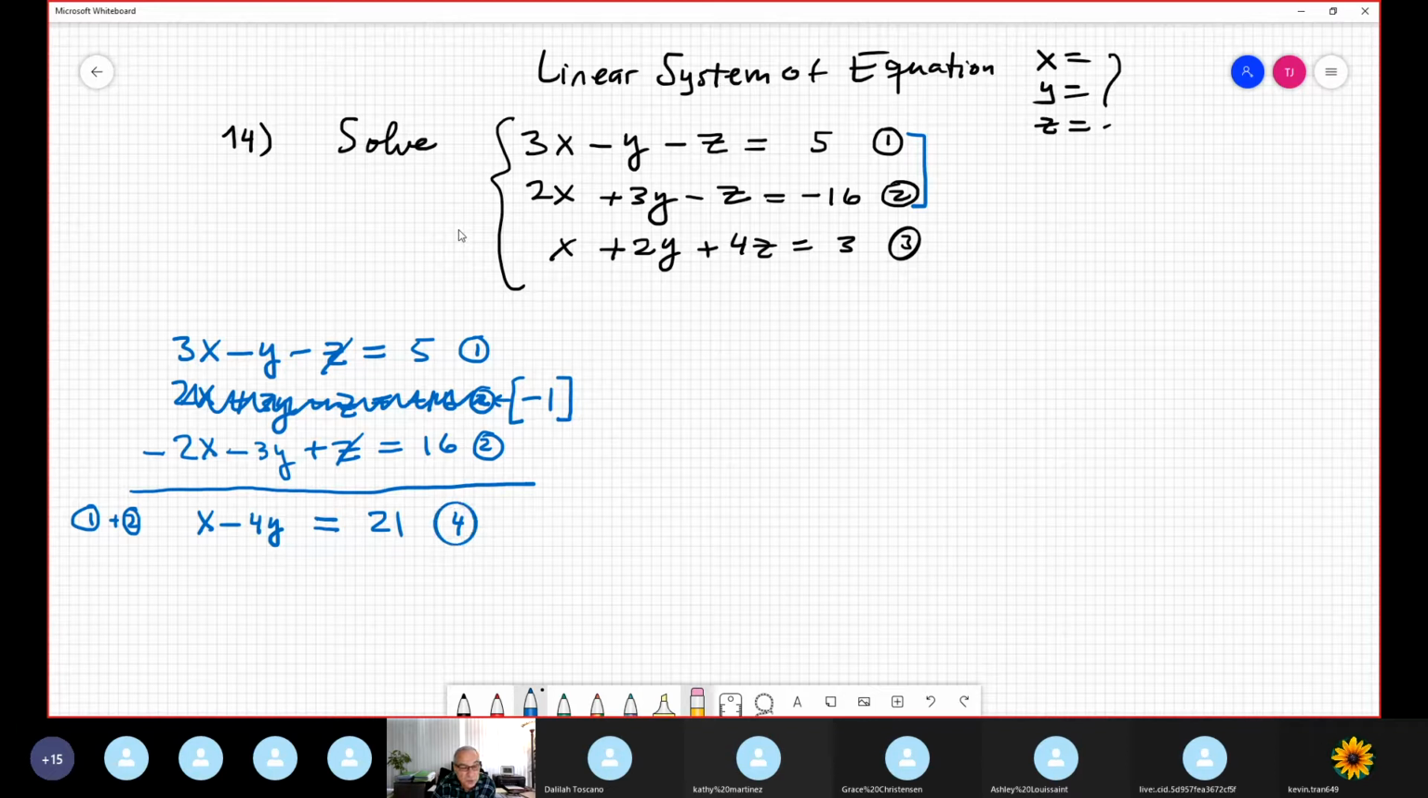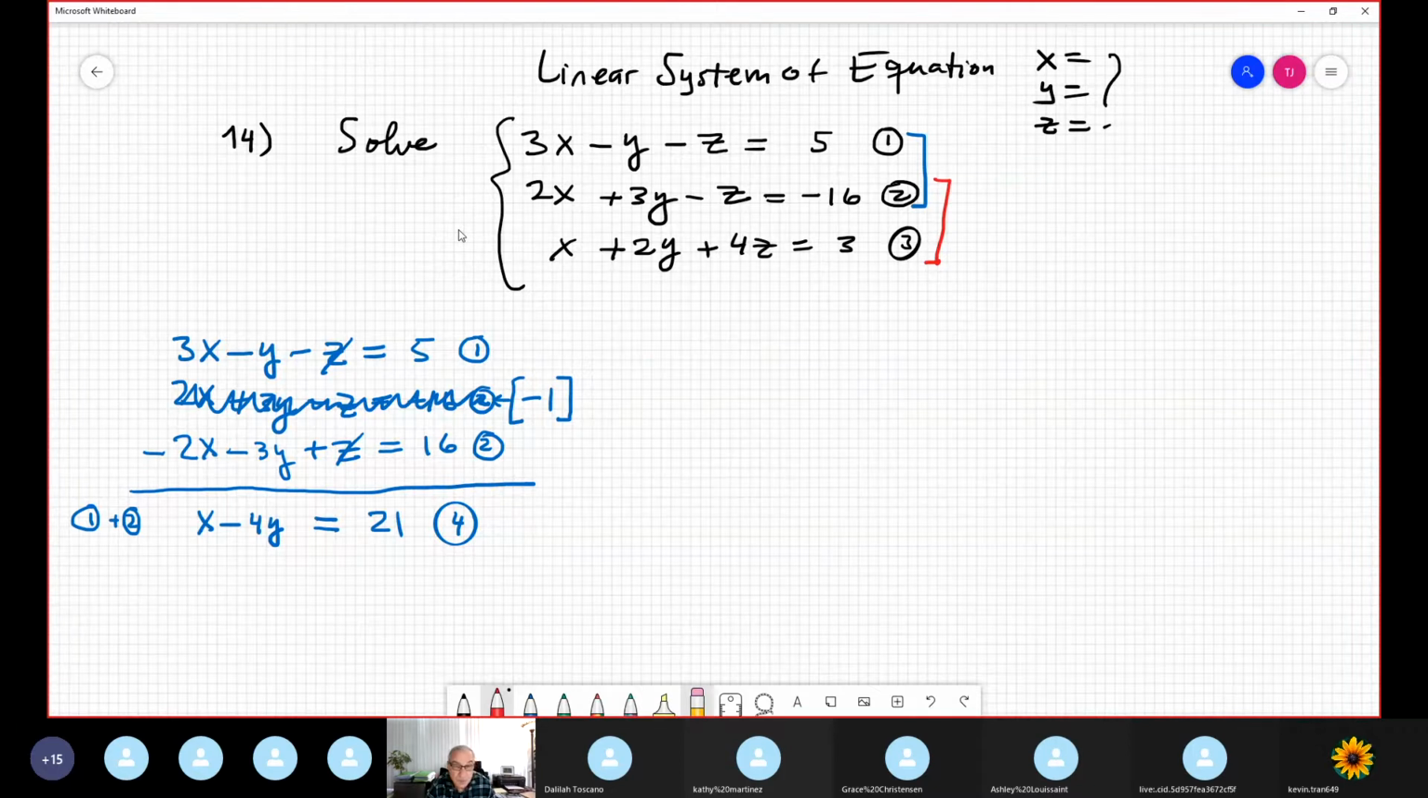Now this new equation I want to call equation 4, because it is the new equation, and it contains two unknowns, x and y. The z disappeared. Now I pair two equations, maybe 1 and 3 or 2 and 3. I prefer 2 and 3. Another student can pair in different ways, and that is okay. There is no unique way to solve this.